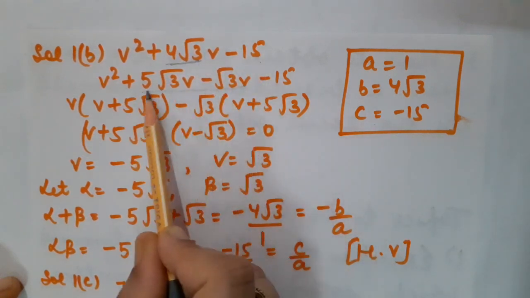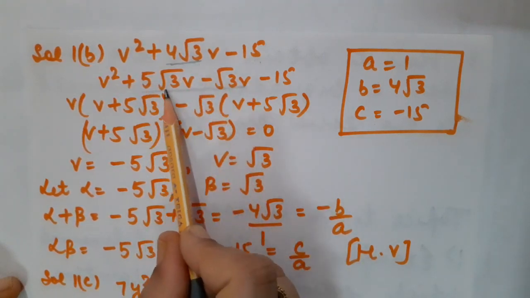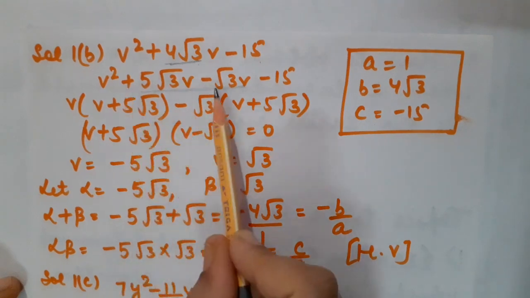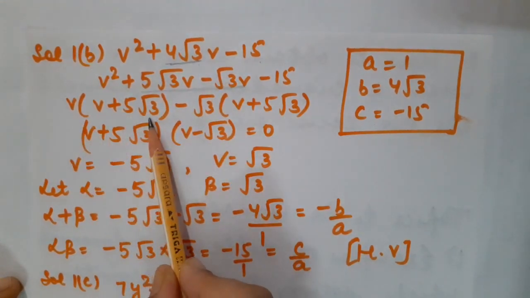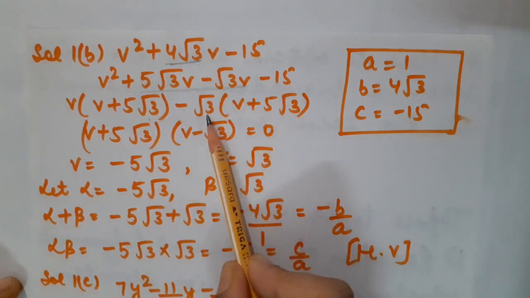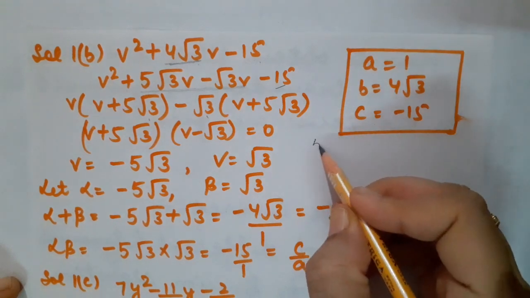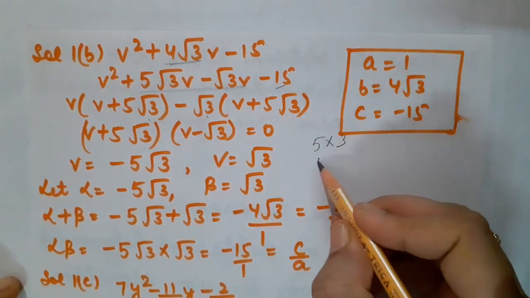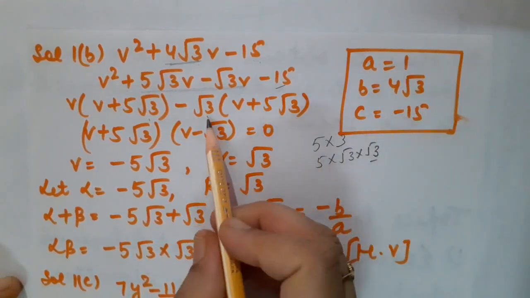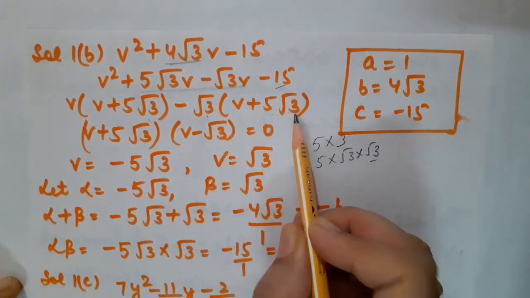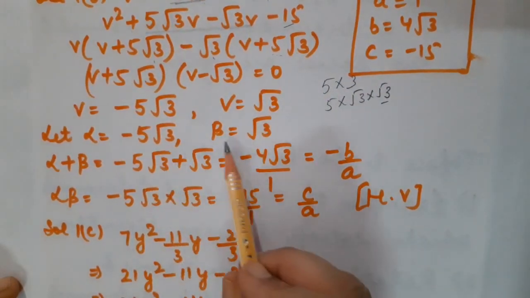So this is the broken term. I have broken 4 root 3. It will be 5 root 3 with plus sign and minus root 3. Correct? So you can see that I have taken v common here and here minus root 3 as common. Children, you know that 15 can be written as 5 into 3. And further 3 can be written as root 3 into root 3. So when root 3 has gone outside, inside 5 root 3 is left. So through this I have got alpha as minus 5 root 3 and beta as root 3.